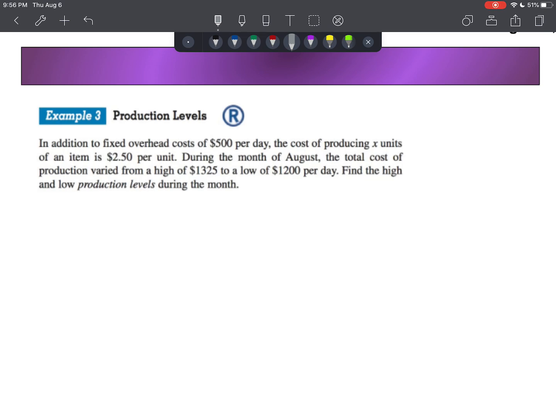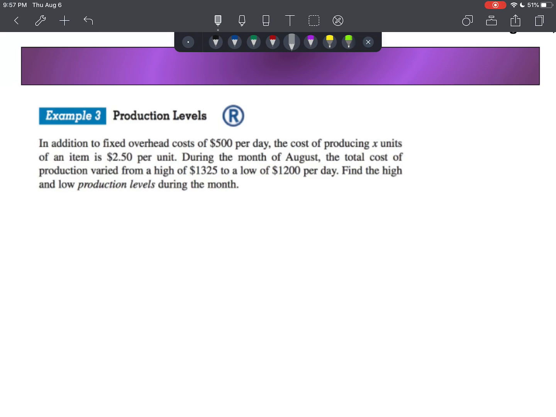So here we're talking about production levels. In addition to fixed overhead costs of $500 per day, the cost of producing X units of an item is $2.50 per unit. During the month of August, the total cost of production varied from a high of $1,325 to a low of $1,200 per day. From the high and low production levels, find the high and low production levels during the month.